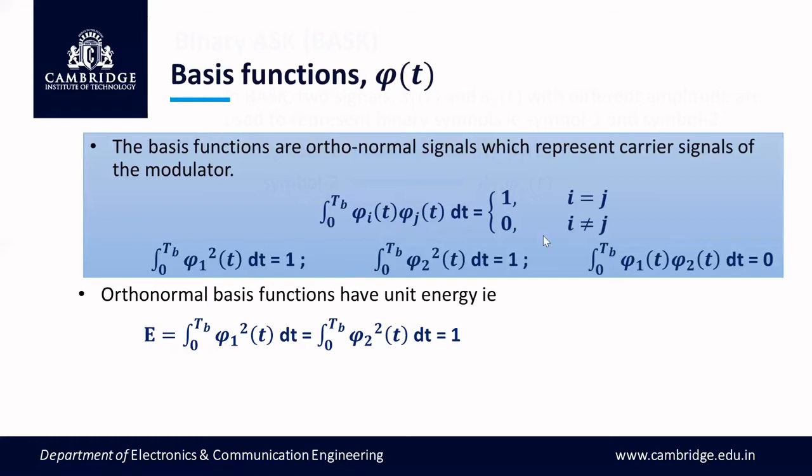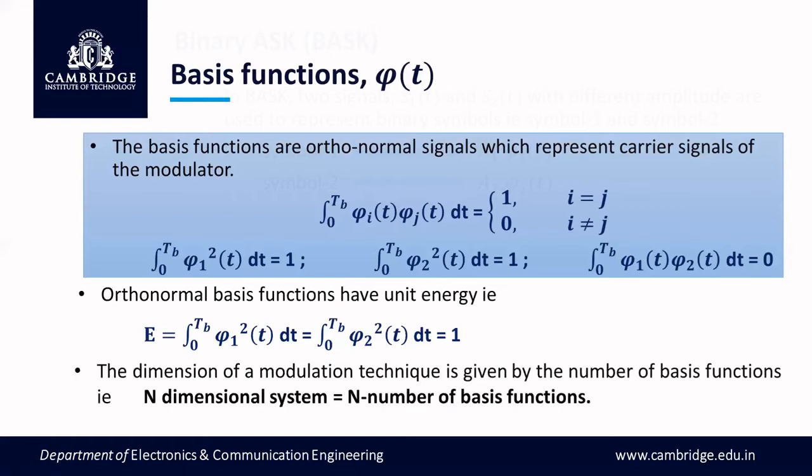To represent these two symbols we use two signals, S1 of t and S2 of t, with different amplitudes. Orthonormal basis functions are unit energy signals. As I said already, the frequency and phase of these two are the same. Based on the signals S1 of t and S2 of t, the number of basis functions decides the dimension of this communication system. So for both symbols, we have two different amplitudes, A1 and A2.